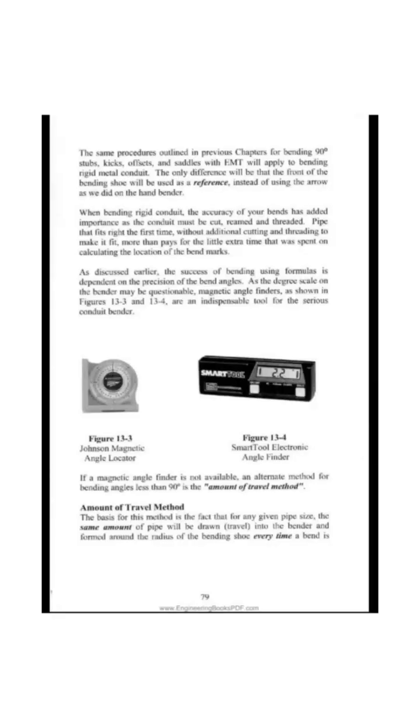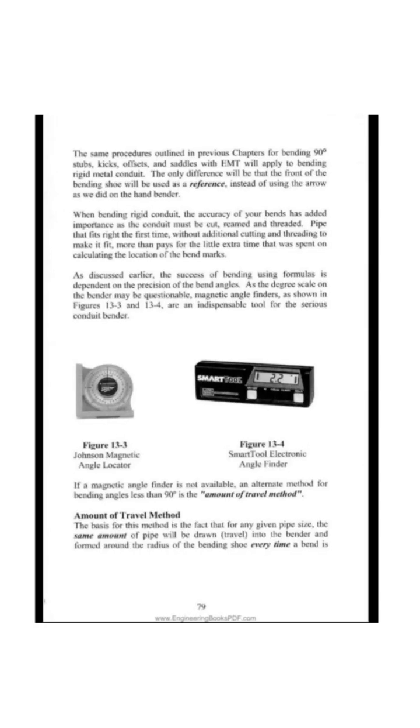When bending rigid conduit, the accuracy of your bends has added importance as the conduit must be cut, reamed and threaded. Pipe that fits right the first time, without additional cutting and threading to make it fit, more than pays for the little extra time that was spent on calculating the location of the bend marks.